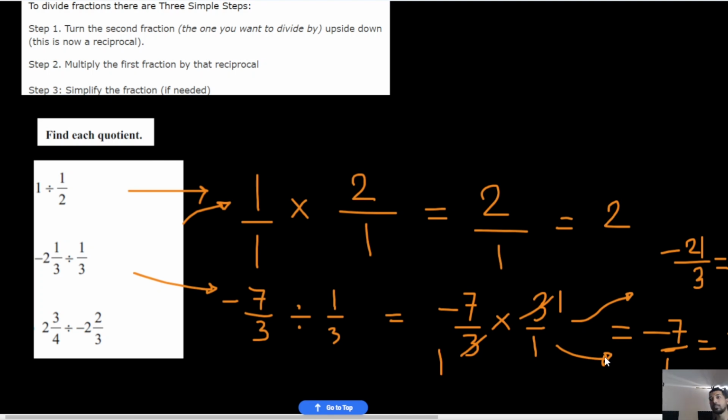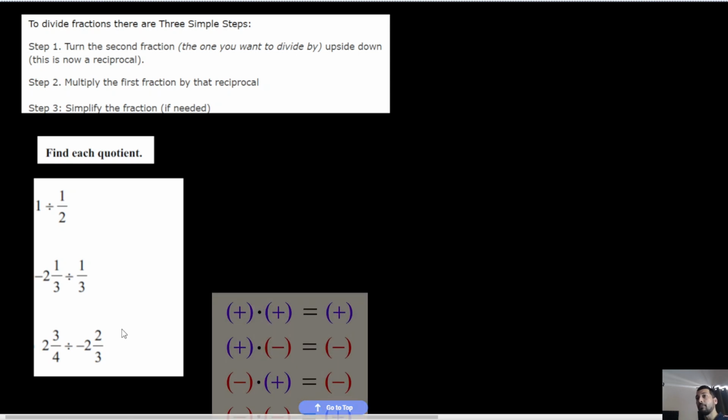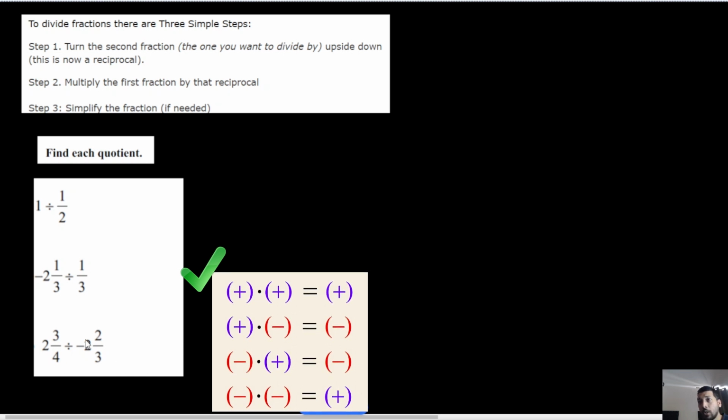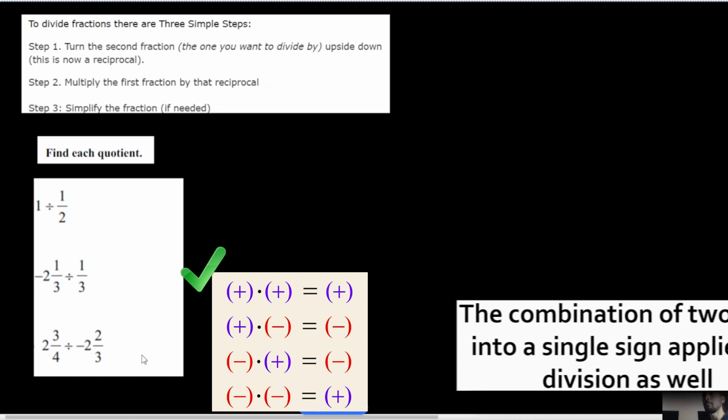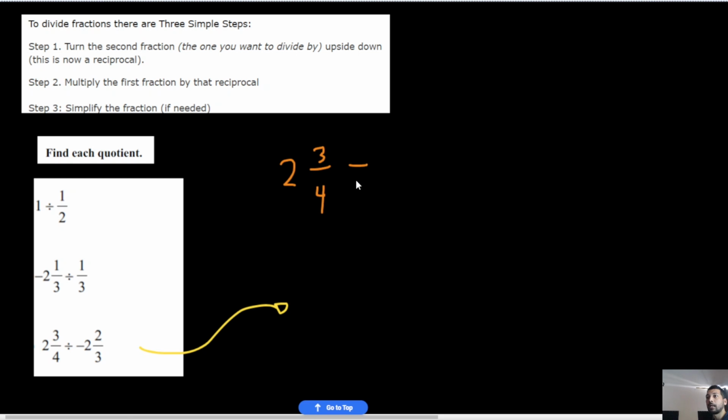Now let's look at this third problem that we have for the division. Remember that multiplication and division of positive and negative numbers would give us the negative sign. So in this case, we can see that our final answer would be negative. Now let's try to simplify this into improper fractions again. So the first part is we convert both of these fractions into improper fractions. So here we have 2 whole 3 over 4 divided by negative 2 whole 2 over 3.